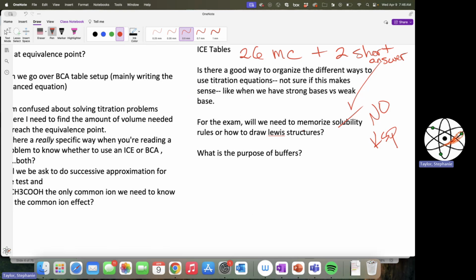Or how to draw Lewis structures? No. Anyone wondering why they're asking that? That is from Lewis acids and bases. But either we will draw it for you, or we'll provide the reaction in such a way you don't need that.